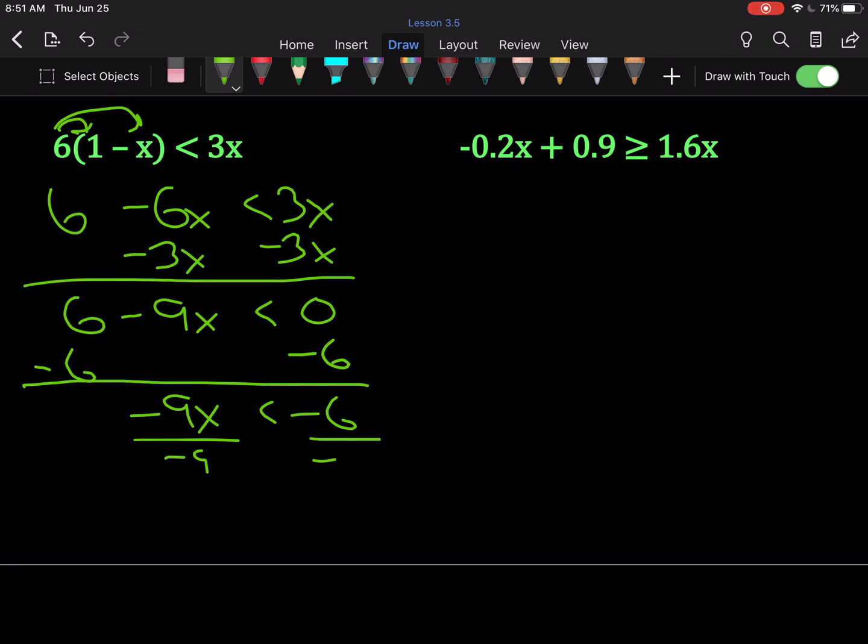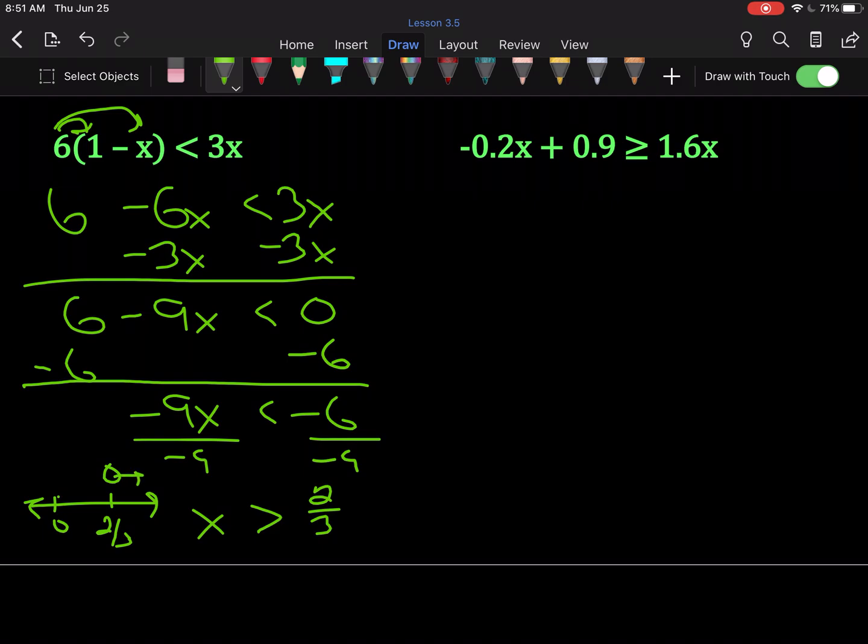And now we'll divide both sides by negative 9 to get x is greater than, flip that inequality, positive 2/3. Negative divided by a negative is positive, and 6 over 9 simplifies to 2/3. So slap down 0 and 2/3 and give it greater than.